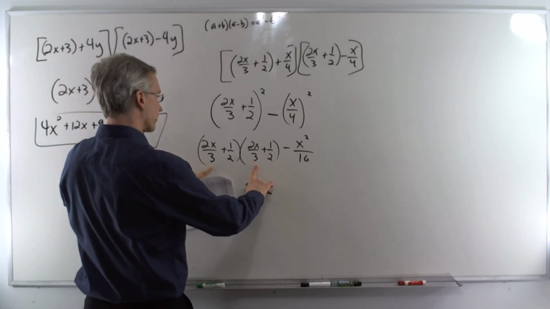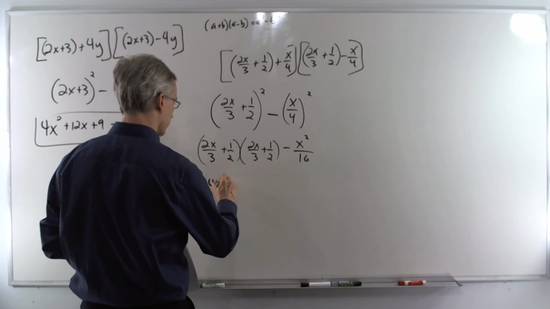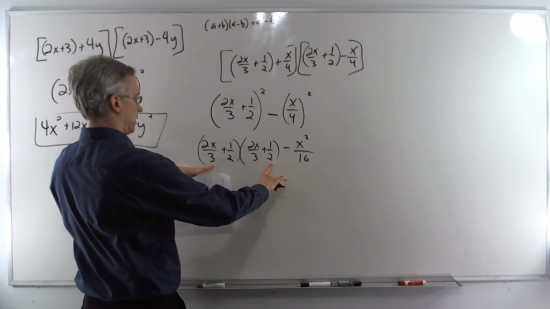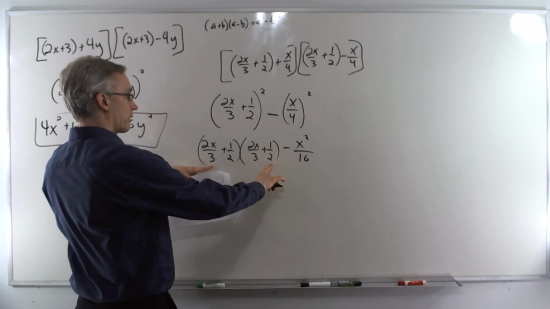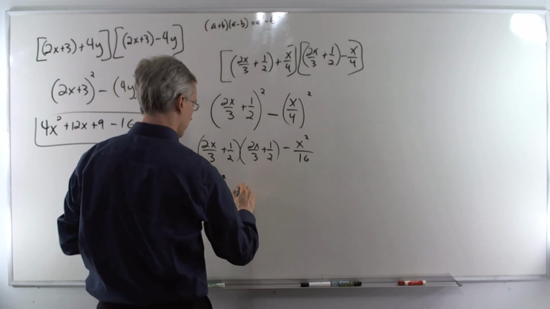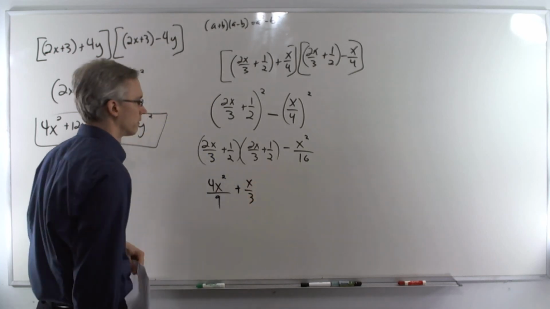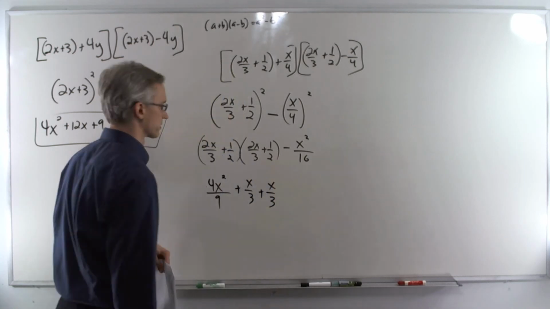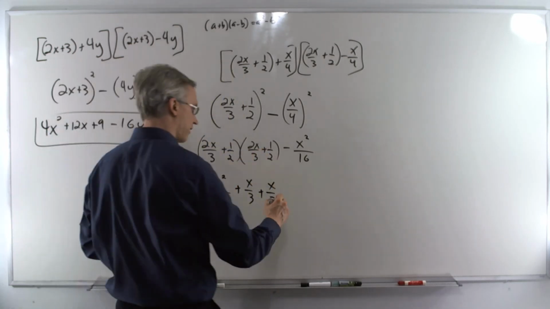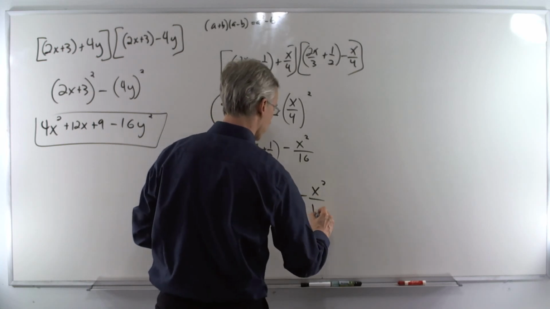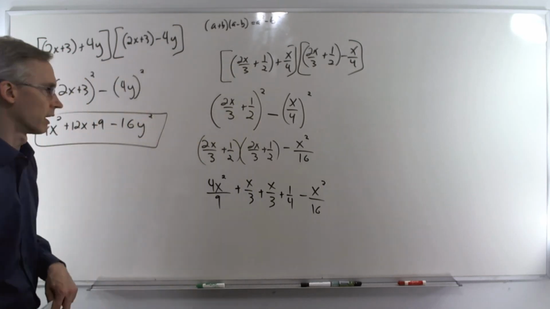All right, over here we got 2x over 3 times 2x over 3. So that is 4x squared over 9. All right, outside, 2x over 3 times 1/2. Now when we multiply those, we have a 2 in the denominator and a 2 in the numerator. Those two cancel, and that just gives us x over 3. And then when we do this term, we get the same thing, x over 3. 2's cancel. And last, 1/2 times 1/2 is 1/4 minus x squared over 16. All right, so that wasn't too bad.